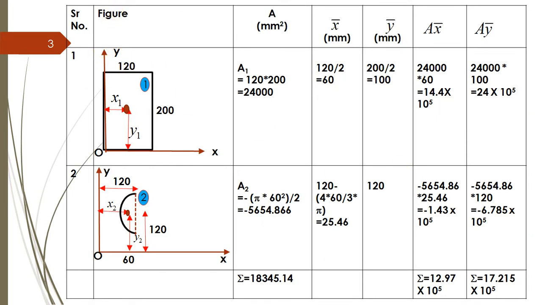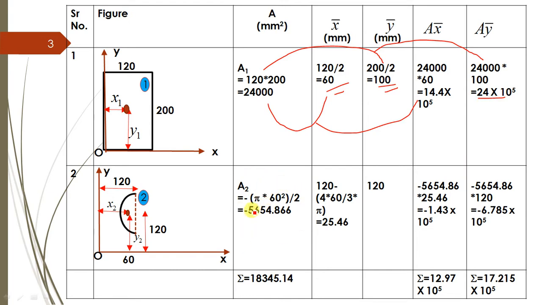So let's come to the tabular form. The rectangle of dimension 120 by 200, so its area is 24,000. X bar is 120 divided by 2, it is 60. And y bar is 200 divided by 2, that is 100. So 24,000 multiplied by 60, you will get this value. Similarly, multiplication of this will give you this value. So a1 x1 is this value, and a1 y1 is this value.